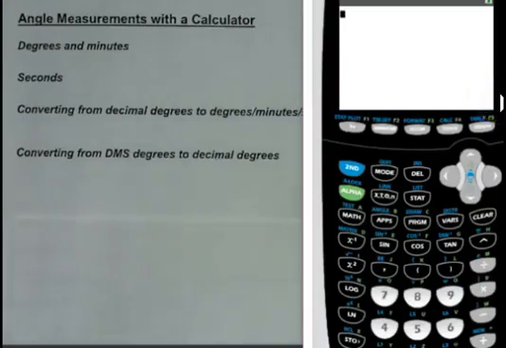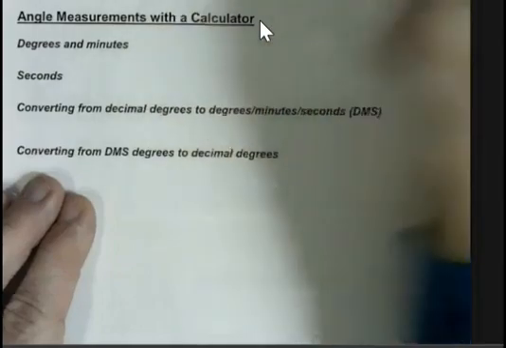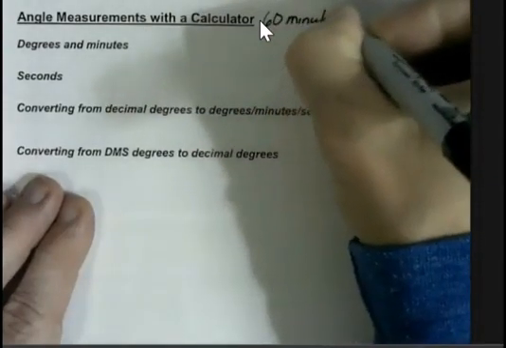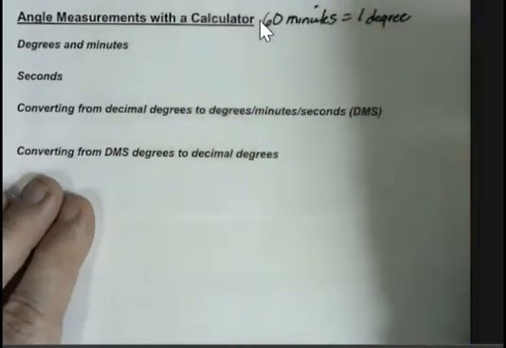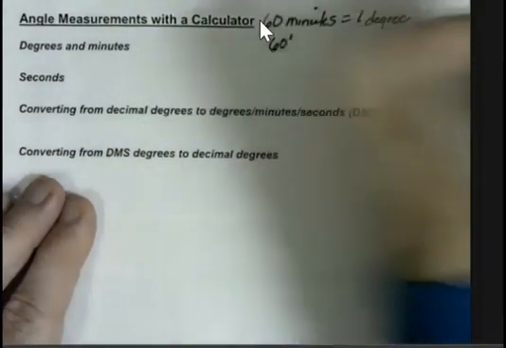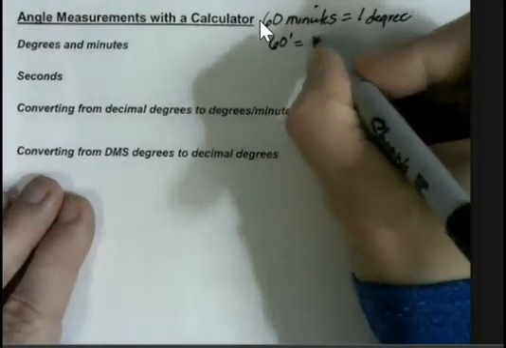Now we're going to look at how to do angle measurements with your calculator. Before we can do that, we have to discuss degrees, minutes, and seconds. In angle measurements, 60 minutes equals 1 degree. And the symbol for minutes is a single quote like this.